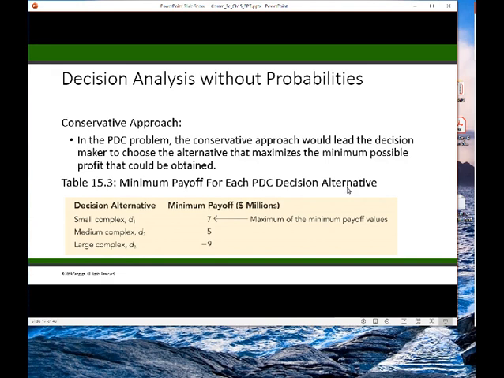And here we see the payoff tables for weak demand. That's the worst state of nature for the Pittsburgh Development Corporation. And the maximum payoff in the weak state of nature is 7, building a small complex. So taking the conservative approach, we would spend for a small complex and net a $7 million payoff.